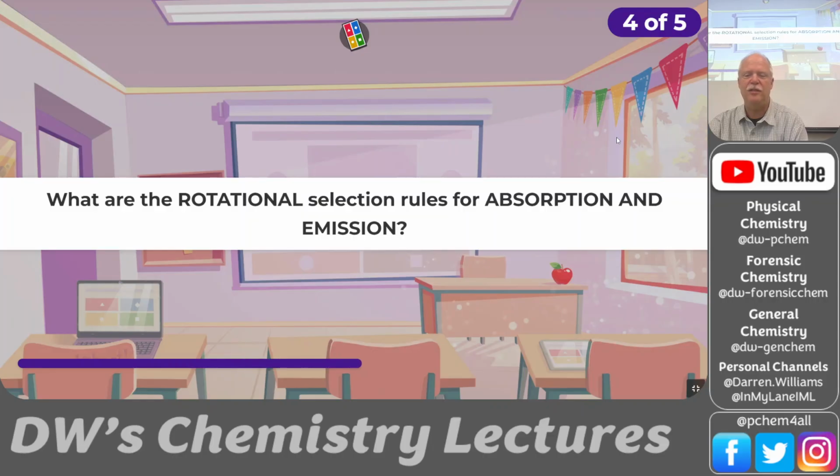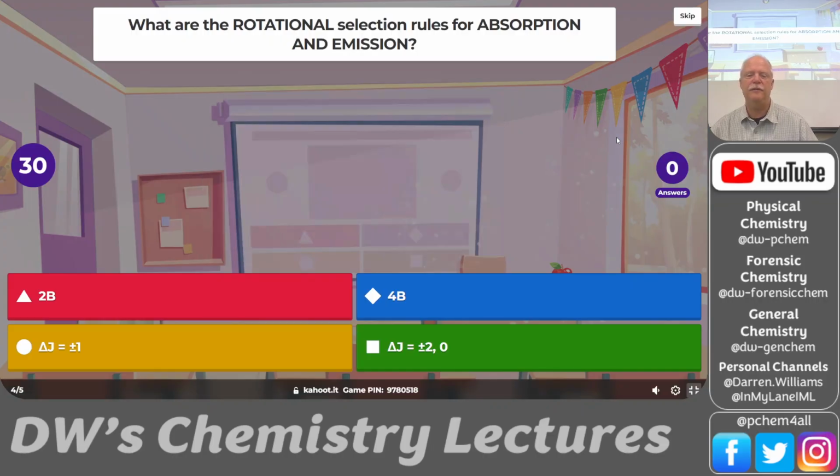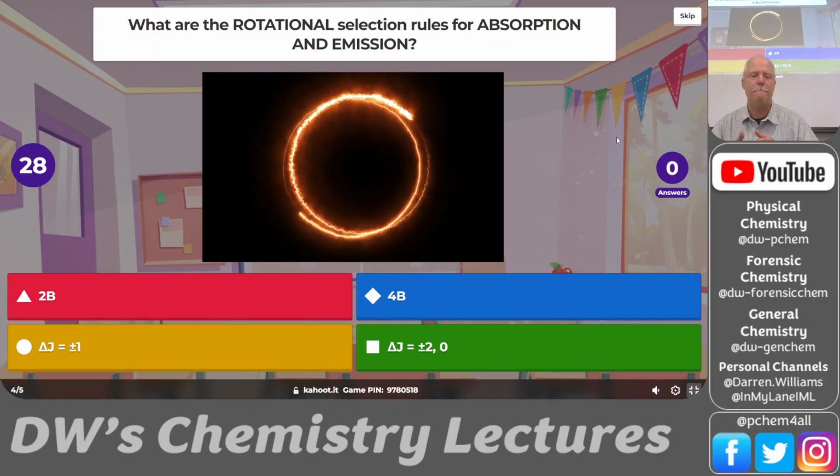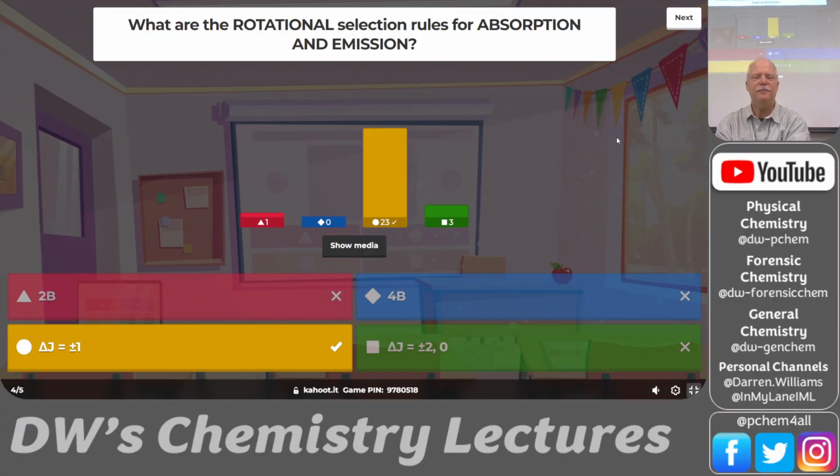What are the rotational selection rules for absorption and emission? This is a two-level question here, and the answers here. It's fun as a professor to come up with the wrong answers and to teach something through the wrong answers too.